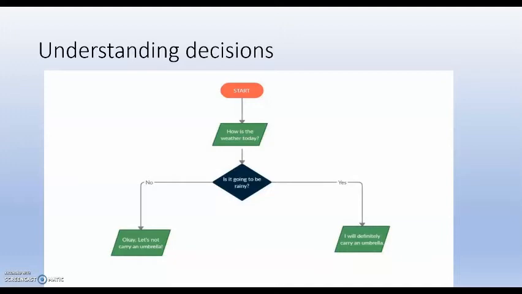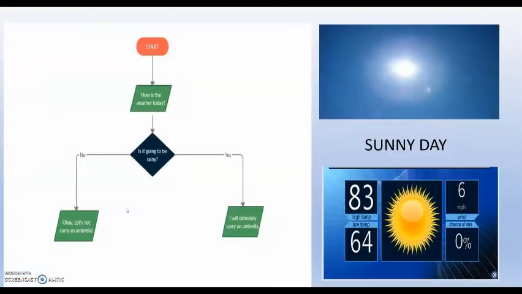So we'll be understanding a bit, and first of course we start, and then we'll be asking the question, how is the weather today? Is it going to be rainy? And there'll be two paths, yes or no. For example, let us take that it is a sunny day and max temp is 83 Fahrenheit, and low temp is 64 degrees Fahrenheit, and wind speed is very low, and you can see that chance of rain is 0%. So, is it going to be rainy? No, it's not going to be rainy. So we have reached the decision that we are not going to carry an umbrella.